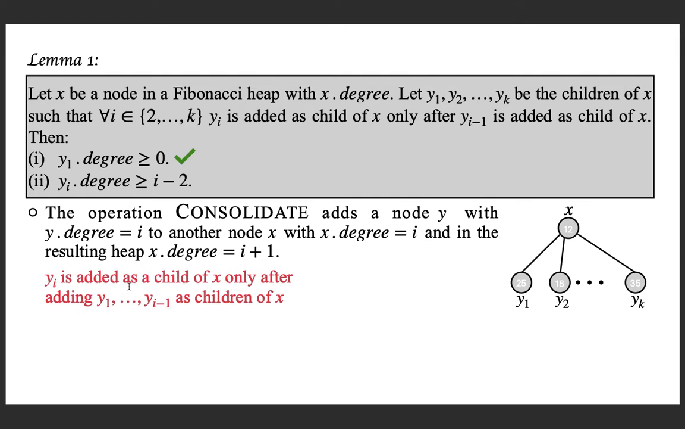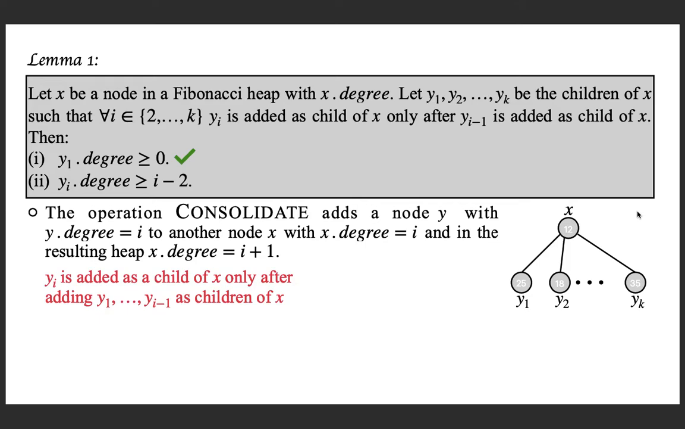That is, y_i is added as a child of x only after adding the first i minus 1 children of x, because if you are adding y as the ith child, maybe the ith child is going to be y. Why is it done? Because you have two trees rooted at x and y, both having the same degree, and only then will the consolidate procedure add y as a child of x.